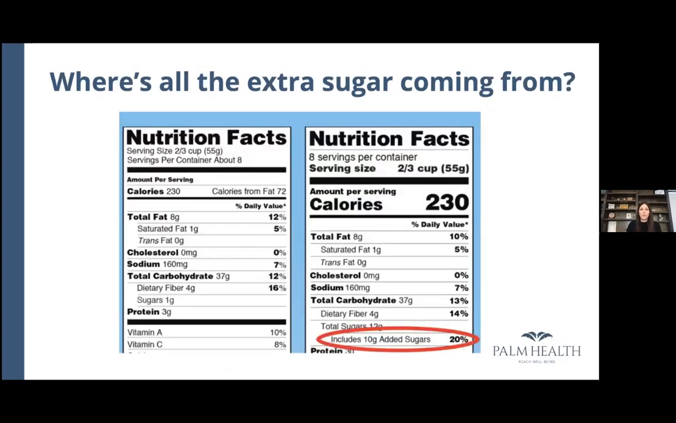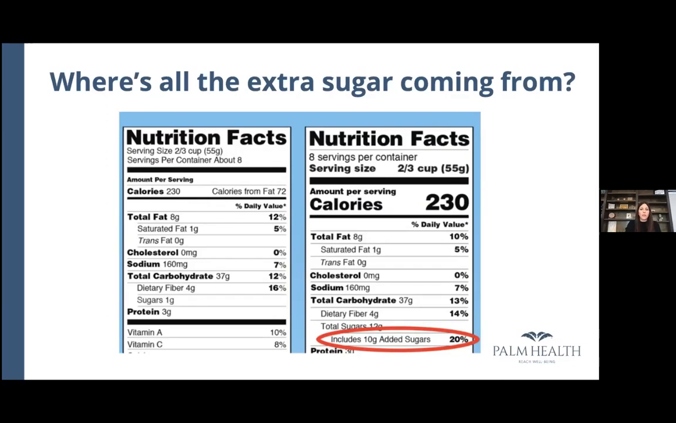And so where's all this extra sugar coming from? That's really something to take awareness of as we are looking at foods and nutrition facts labels on the foods that we're eating. There's a new part of our nutrition fact label, circled in red here at the bottom, underneath the sugar content, and it's called added sugars.